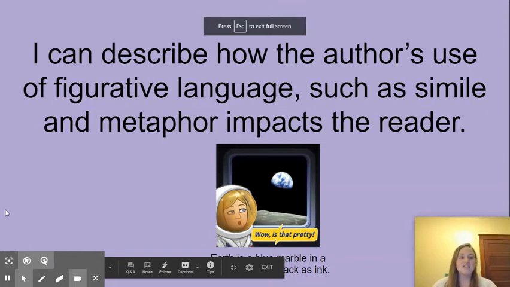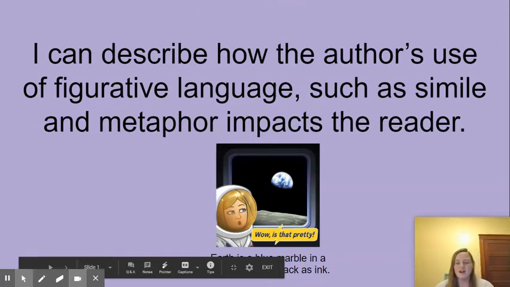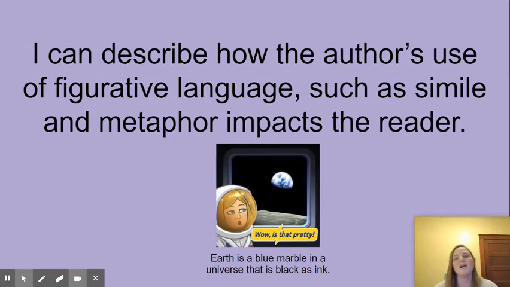Hi, everyone. So today we're going to be focusing on the target. I can describe how the author's use of figurative language, such as simile and metaphor, impacts the reader. Earth is a blue marble in a universe that is black as ink.